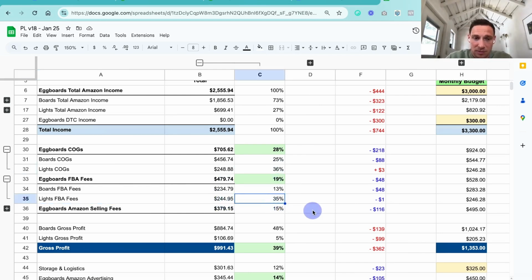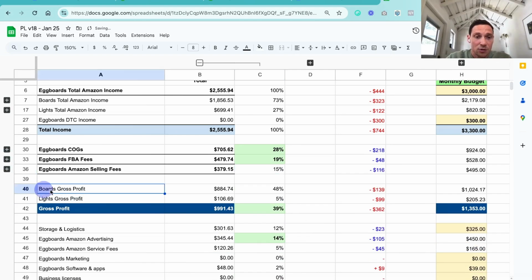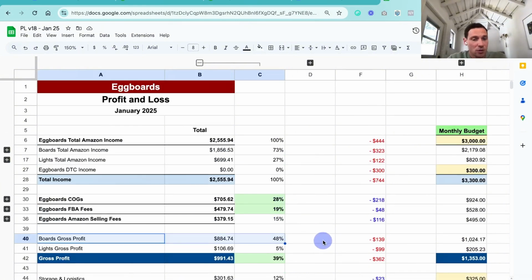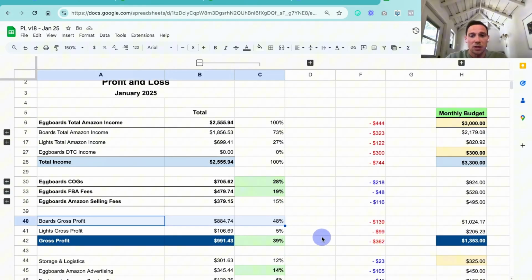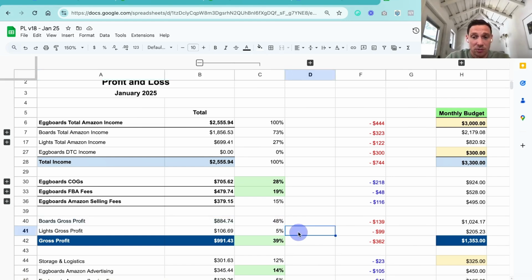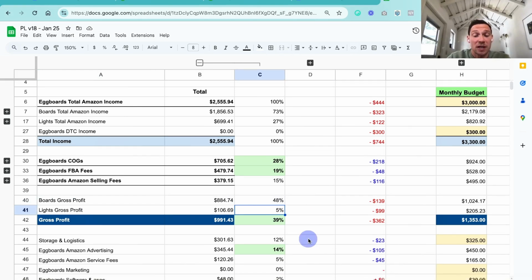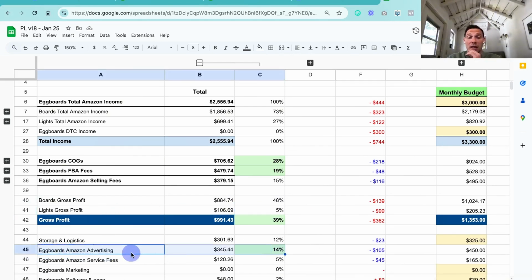That's a different topic. But the result of this is that the gross profit for my boards is around 50%, which is okay. Like 50% for gross profit is something that I try to get as a goal. For my lights, it's only 5%, and we still haven't accounted for the cost of advertising, which is here. So this Eggboards Amazon advertising, it is the tacos.